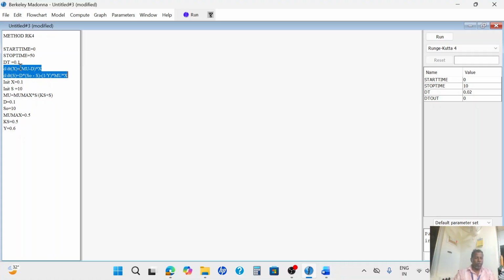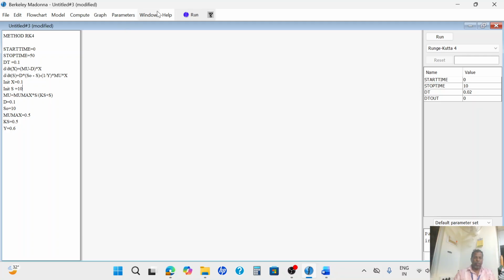So we will form two differential equations, one for X and another for S. For both X and S, we need to give the initial conditions. Then mu is equal to mu max S divided by Ks plus S. The dilution rate is given as D equal to 0.1 and the initial substrate is 10. The mu max value is also given, the Ks and the yield coefficient.